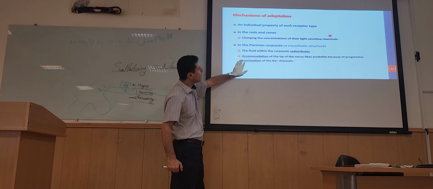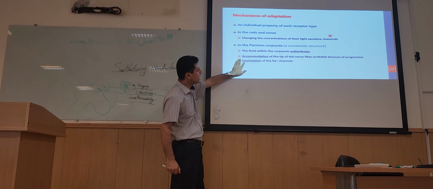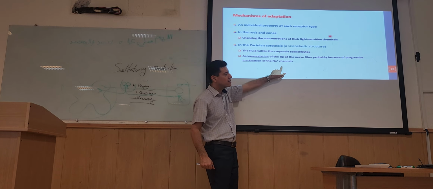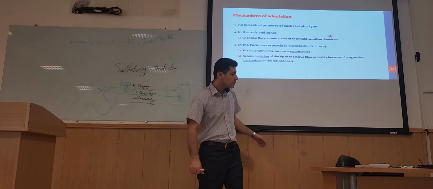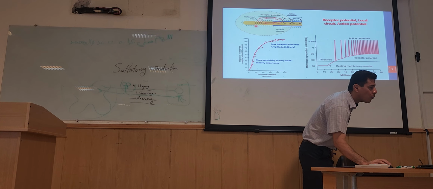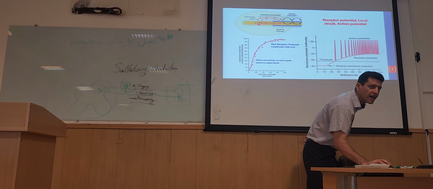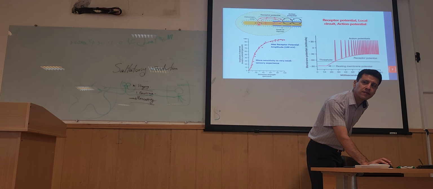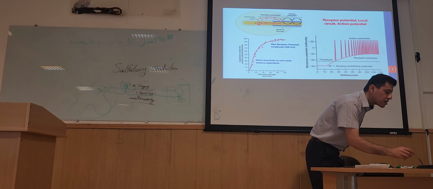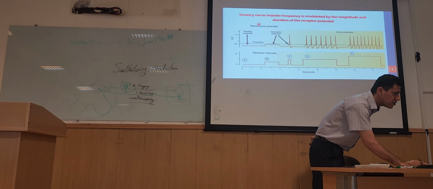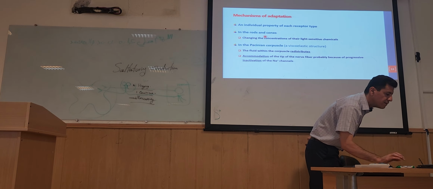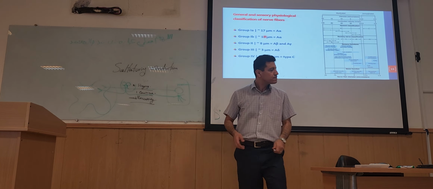Another possible mechanism is accommodation. For example, you may have inactivation of sodium channels in the nerve tip. So these channels are opened at first, but after that, they don't respond to the pressure anymore. Okay? So the second mechanism of adaptation is achieved. In other receptors, the mechanism is different. We'll see them later.